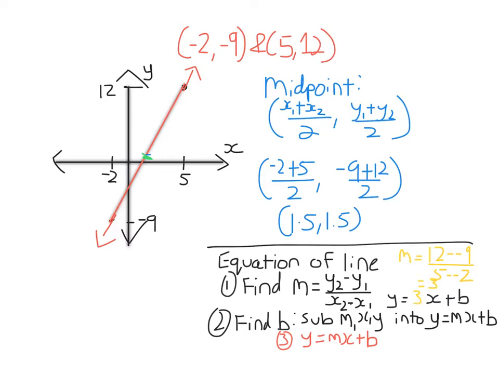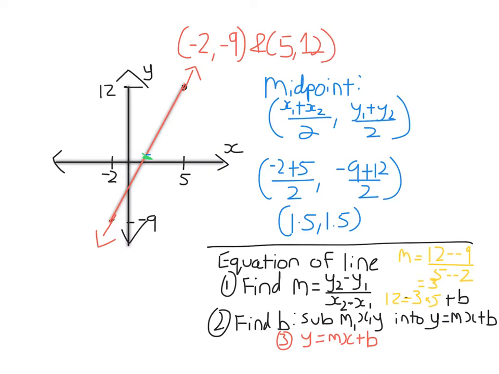Now, x and y come from one of the points. It doesn't matter which one. In this case, it'd be easy to use this point because both numbers are positive. So I'm going to change x to 5, the x coordinate of the point I've chosen. So I've now got y = 3 times x. I'm now going to substitute y. The y coordinate of that point I chose was 12. So I get 12 = 3 times 5 + b.